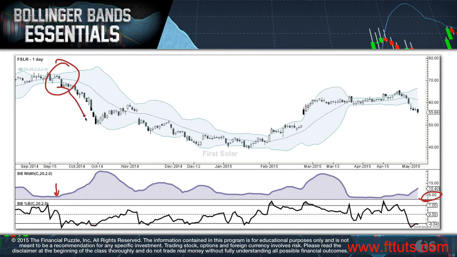It was about a $20 move as the First Solar trade broke to the downside. And look at what happened to your bandwidth. It moves really, really high. Relatively speaking, it's very high. And then, of course, it starts to tick down, and that move is done.